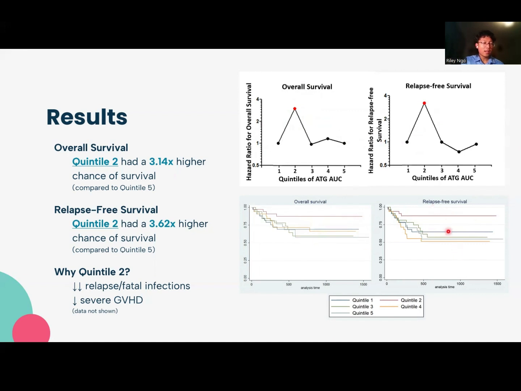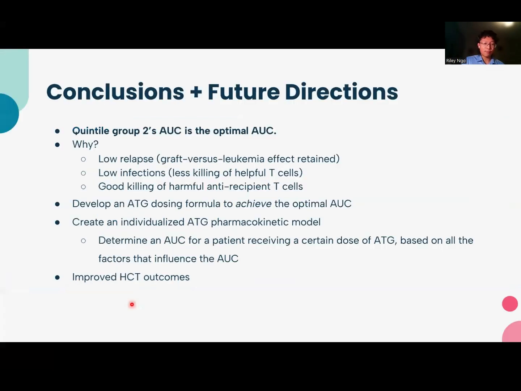Same deal here. So what's so special about quintile 2 exactly? Compared to all quintile groups, we found that this group had the lowest incidences of relapse and fatal infections, as well as the second lowest incidence of severe GVHD. Exactly what we were looking for in our optimal AUC. So we identified quintile 2 AUC as the optimal AUC.